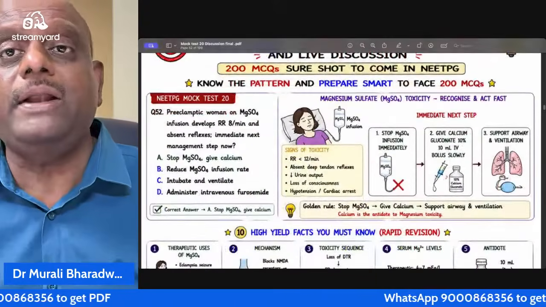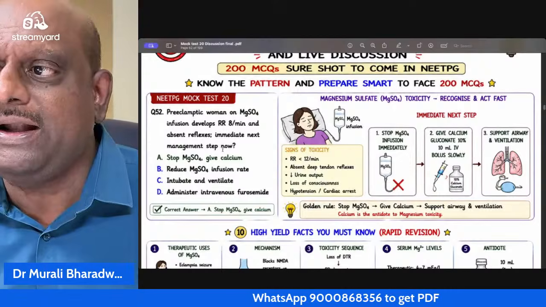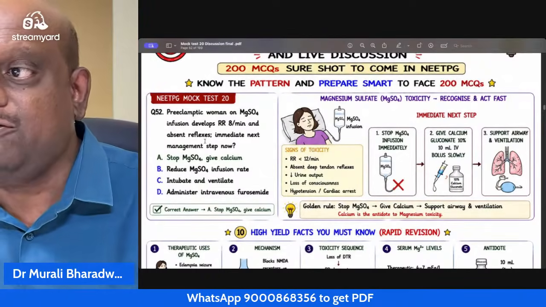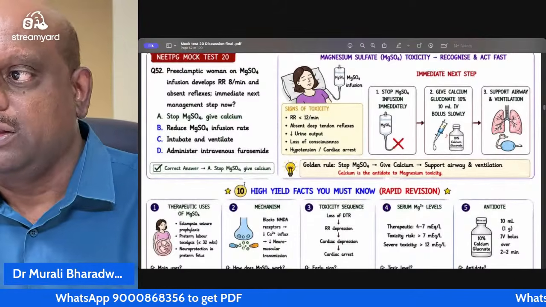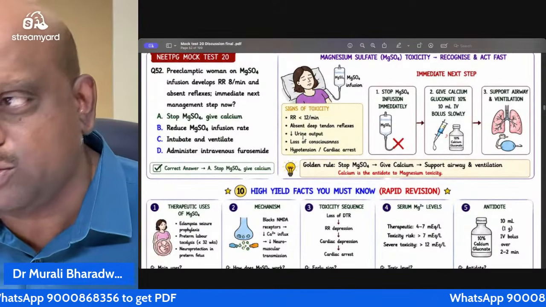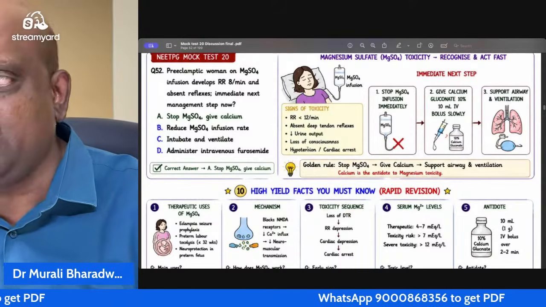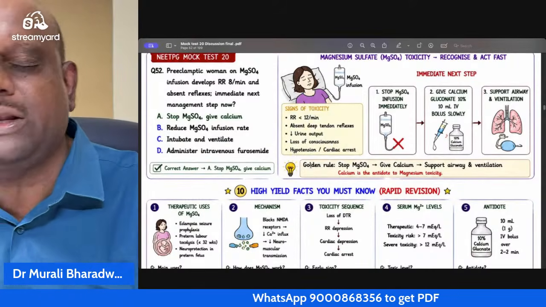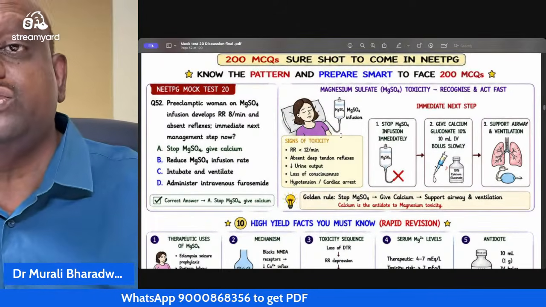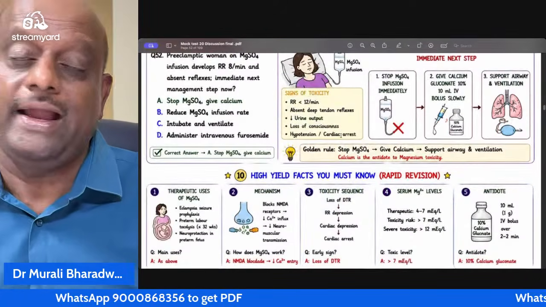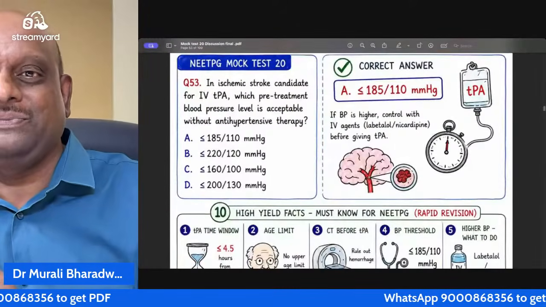A pre-eclamptic woman who is on magnesium sulfate infusion develops a respiratory rate of 8 per minute and absent reflexes. What do you want to do? So any respiratory rate which is decreased, less than 12, absent DTR, decreased urine output, loss of consciousness, hypotension, cardiac arrest, they're all the important clues to say there is a magnesium sulfate toxicity, is what you should remember.